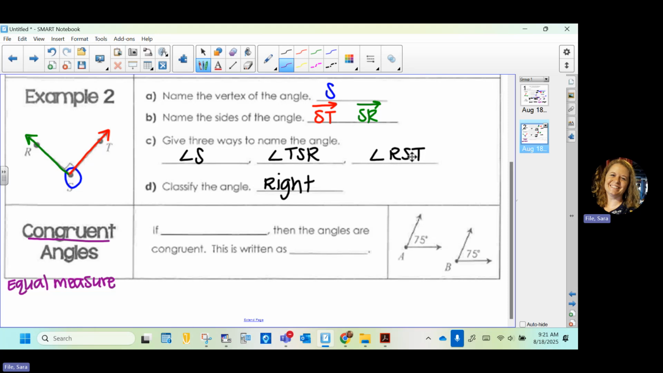So I'm going to say for this picture, we can only name them with one letter because they only labeled the vertex. So we've got angle A, which is 75, and angle B, which is 75.